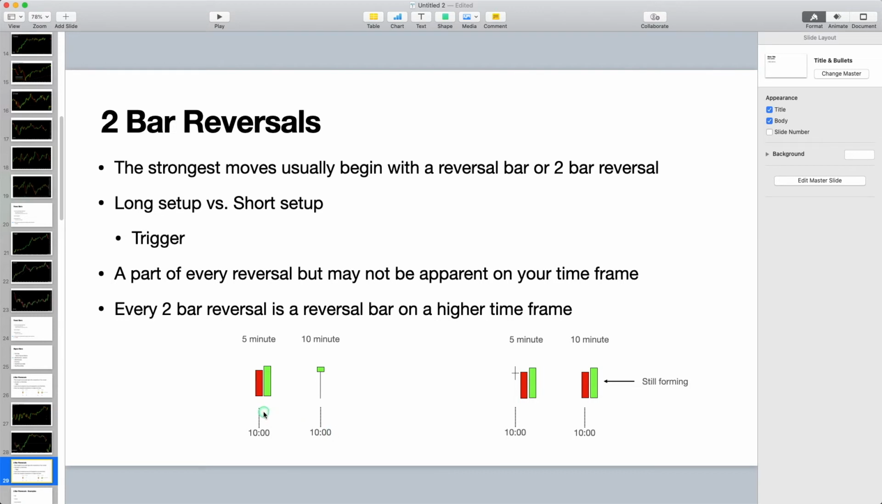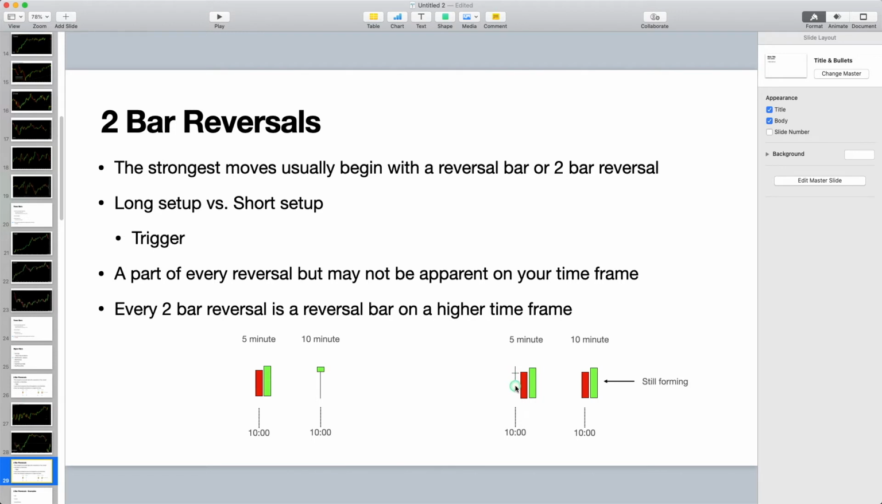So for example, here on the 5-minute chart, if this bear bar happens at 10 o'clock and ends at 10:05, and then the bull bar starts at 10:05 and ends at 10:10, then from 10 to 10:10 is one 10-minute bar. And so in that case, if it starts at 10 o'clock and ends at 10:10, the 10-minute chart will show a perfect reversal bar.